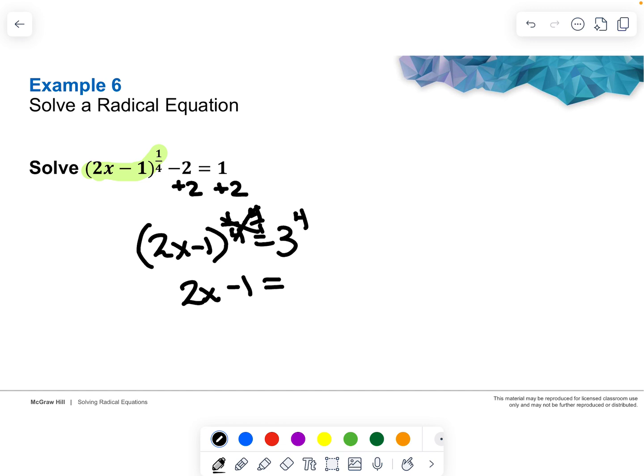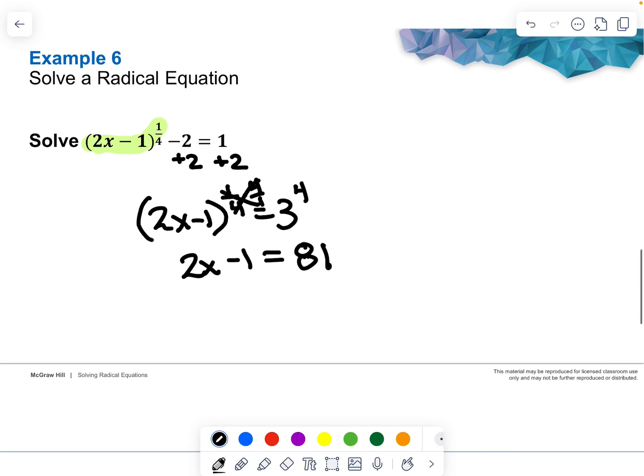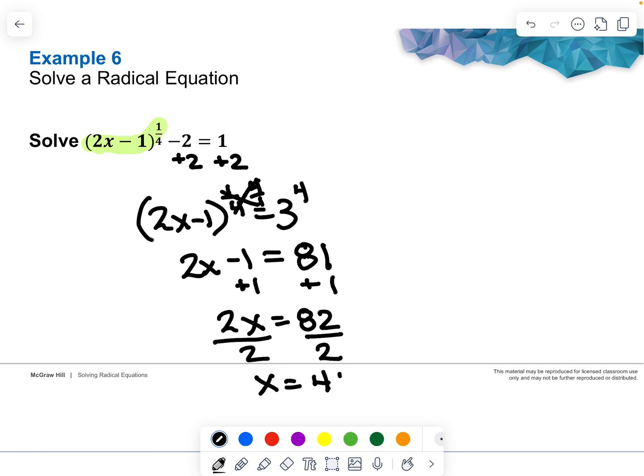That would be 27 times 4. Not 27 times 4. 27 times another 3. That is 81. I don't have a calculator unless I go to Desmos. Let's add 1. 2x equals 82. And divide by 2. X equals 41.